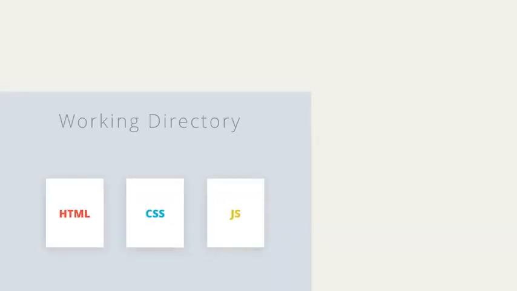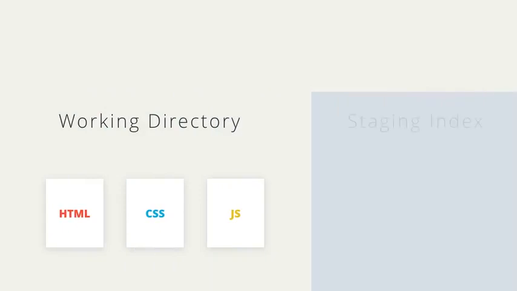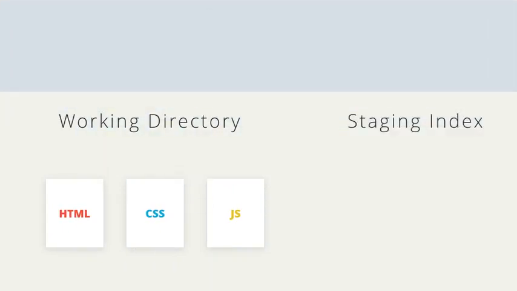Let's say we have a repository that is made up of these three files. We want to start using version control in this project, so we create a new Git repository. In a Git repository, there are three main areas we need to know about. First, there's the working directory. Then there's the staging index. And last is the repository.